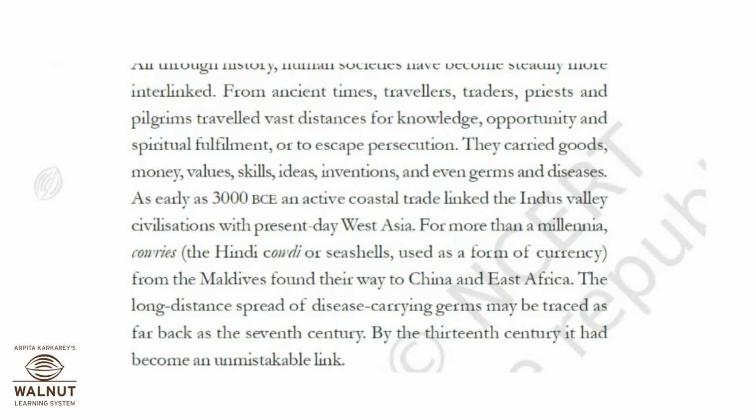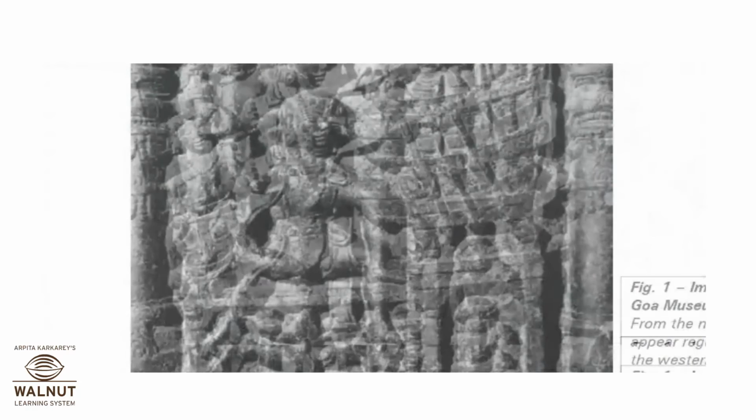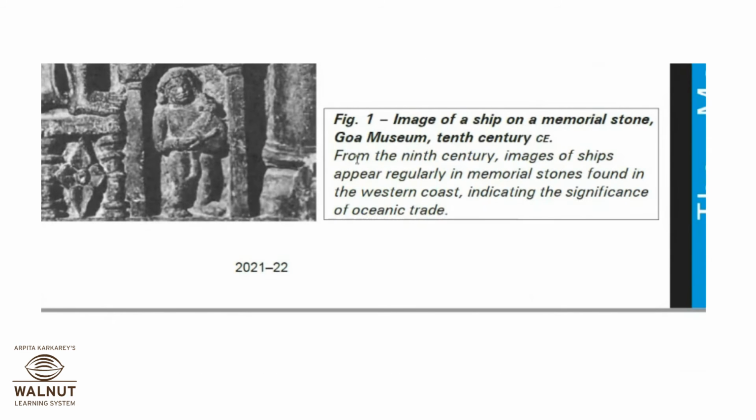The Maldives cowries found their way to China and to East Africa. The long distance spread of disease carrying germs may be traced as far back as the 7th century. By the 13th century, it had become an unmistakable link. Even this you should be able to memorize or remember.